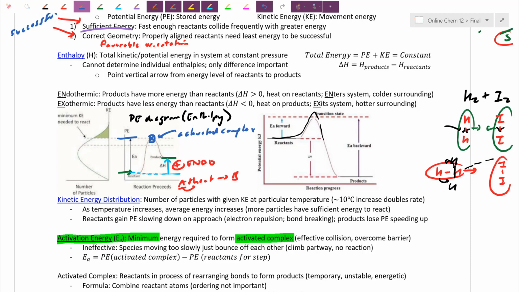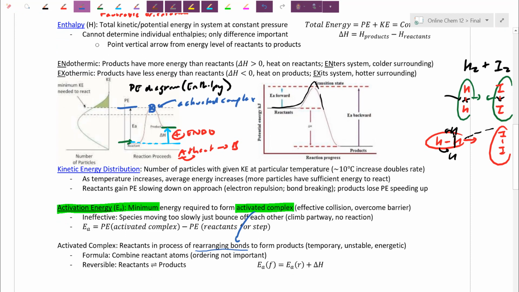Energy is a bad thing, right? Lots can go wrong when you have energy. So the activated complex, by definition, is when the reactants are touching each other, in the process of rearranging bonds. That's what makes it very, very temporary, very, very unstable.